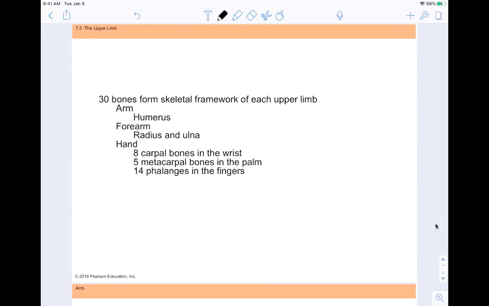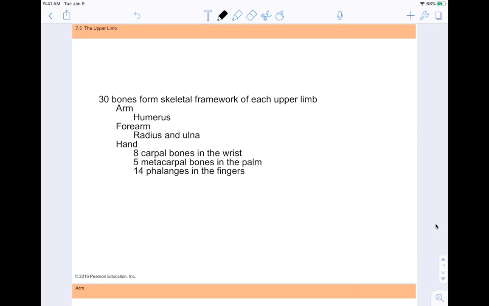Okay, we're going to talk about the upper limbs next because that's what's going to be attaching to that glenoid region, that glenoid cavity. So there's 30 different bones that form the skeletal framework for each of the upper limbs. So you have the arm, which starts off from the shoulder moving downwards. We're going to talk about the humerus. Okay, the humerus is that big long bone in your arm that comes between your shoulder and your elbow. Your forearm is composed of your radius and your ulna. And then your hands have carpals, metacarpals, and phalanges.